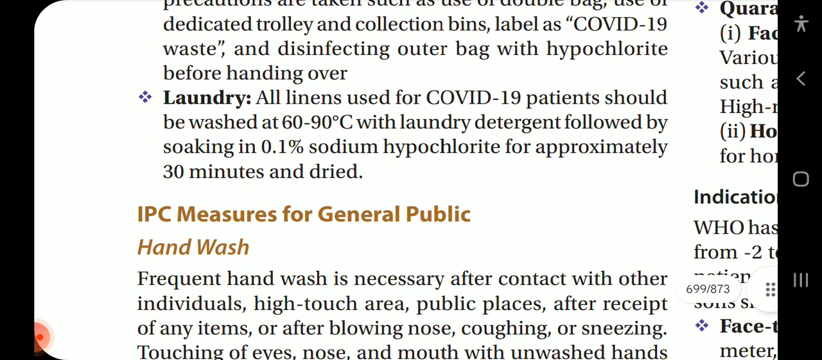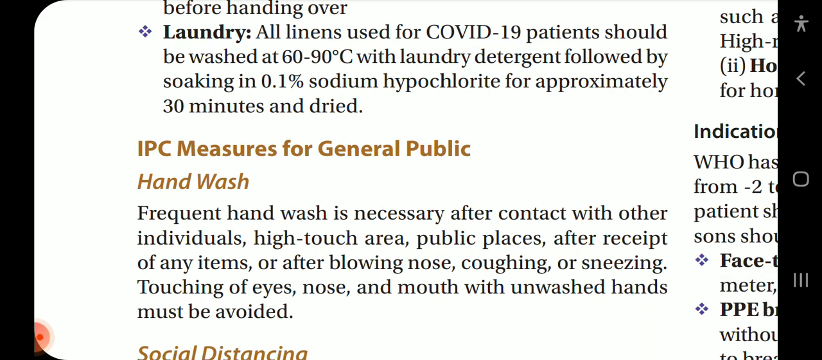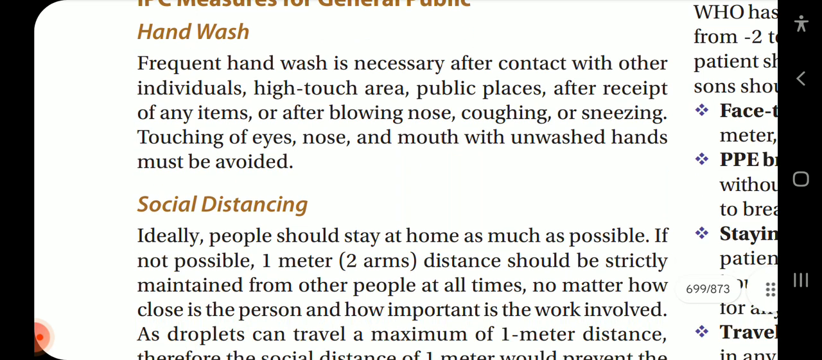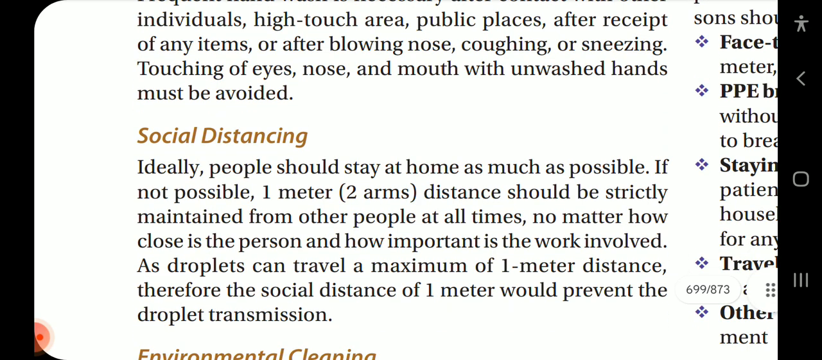Laundry. All linens used for COVID-19 patients should be washed at 60 to 90 degrees Celsius with laundry detergent, followed by soaking in 0.1% sodium hypochlorite for approximately 30 minutes and then dried. Now the IPC measure for general public: hand wash, frequent hand wash necessary for after contact with other individuals, high touch area, public spaces, after receipt of any item, after blowing nose, coughing, sneezing, touching of eyes, nose and mouth with unwashed hand must be avoided.